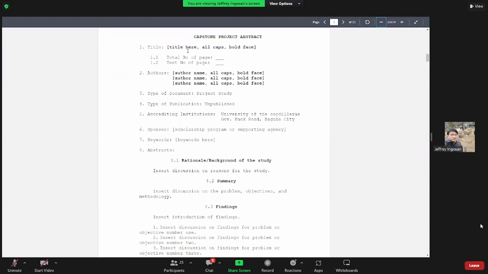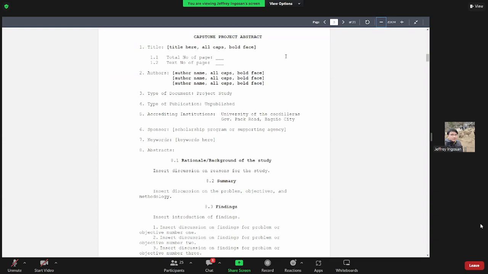And then the total number of pages. From the title page up to the last page of your manuscript, how many pages are there all in all? If we say text number of pages, you just count the number of pages of your chapters 1, 2, 3, and 4. So chapters 1, 2, 3, and 4, I repeat. You just count the number of pages from chapter 1 to chapter 4. So that's the text number of pages.